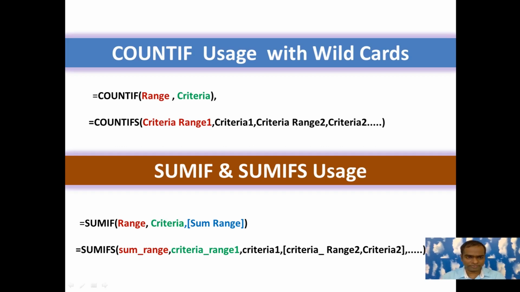Today we'll cover COUNTIF usage with wildcards and how to use SUMIF and SUMIFS with examples. So COUNTIF, syntax wise, takes two inputs: one is range, one is criteria. And COUNTIFS takes criteria range 1, then criteria 1, criteria range 2 and criteria 2.